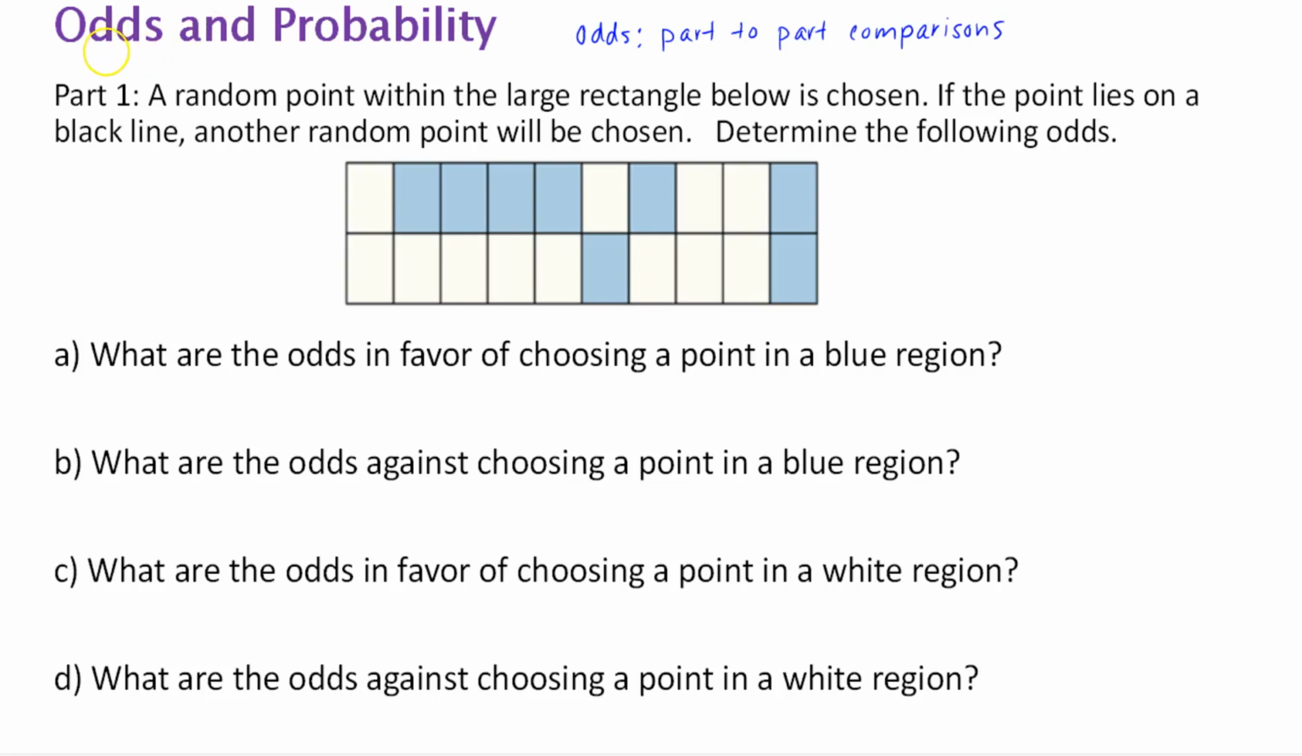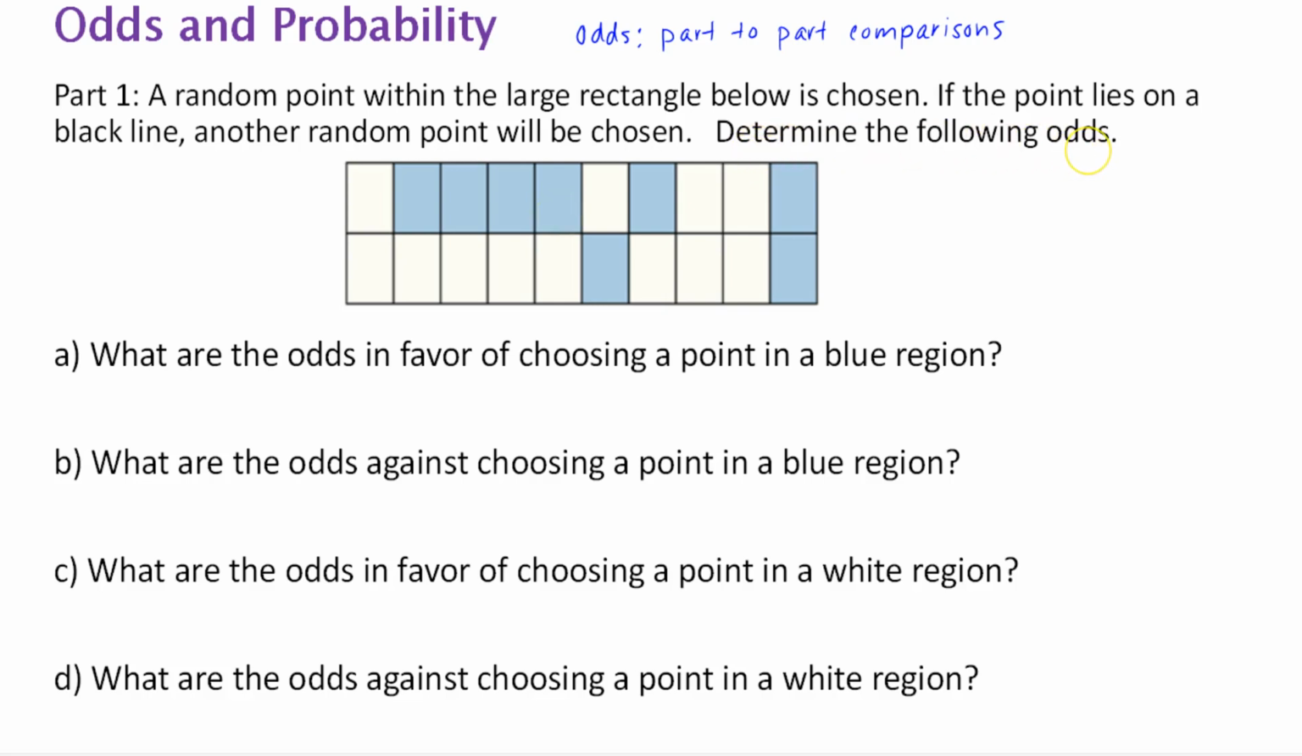In this video, we're going to look at odds and probability. So part 1: a random point within the large rectangle below is chosen. If the point lies on a black line, another random point will be chosen. People always say, what if it lands here? Then it's on black, but we're just going to look at the blue or white parts of the rectangle.